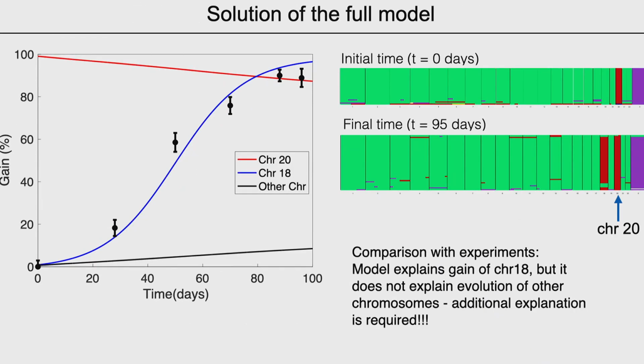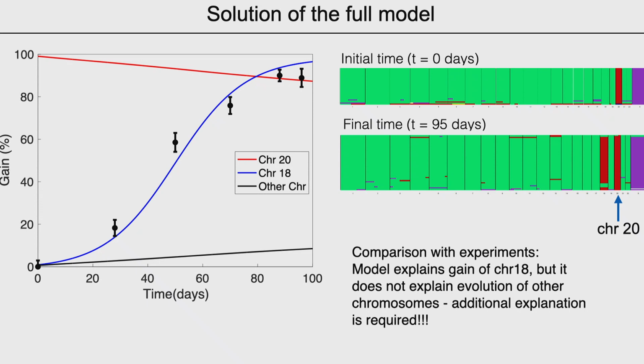Now we took these numbers and put them in the full model to see whether we can explain what happens there. And there is no difference in this behavior. Again, we can explain how this chromosome 18 is going from 0 to almost 100. But here you can see some discrepancies. For chromosome 20, almost all cells have 3 copies, whereas if you check this red line, it suggests that it should go down.